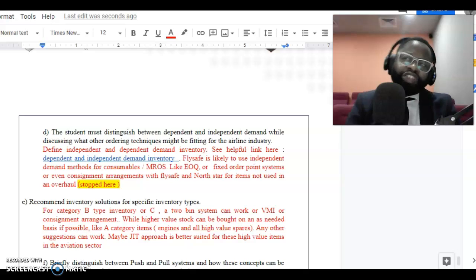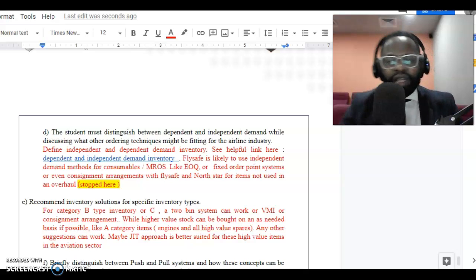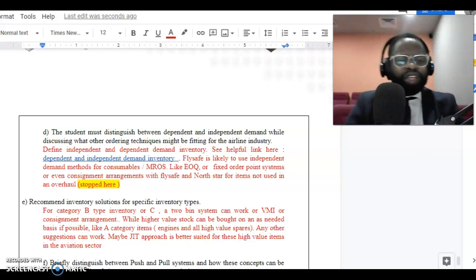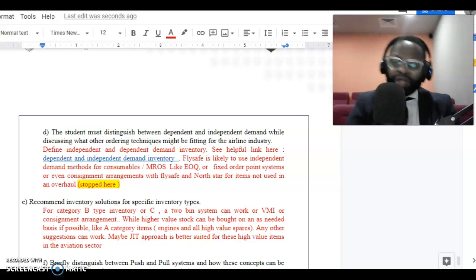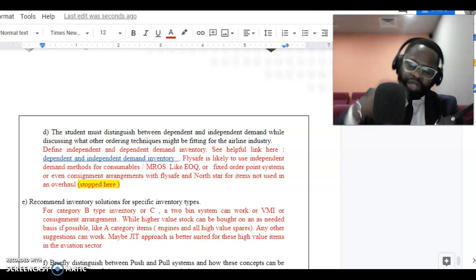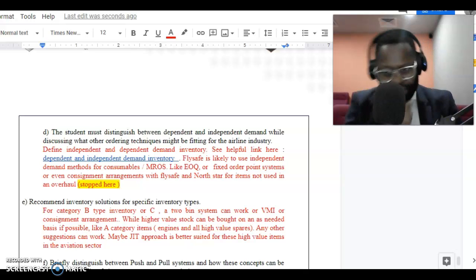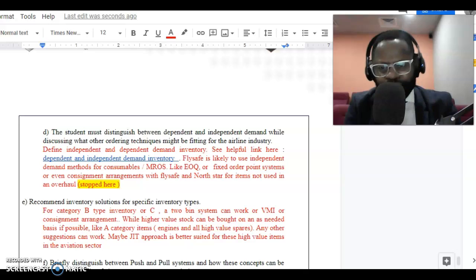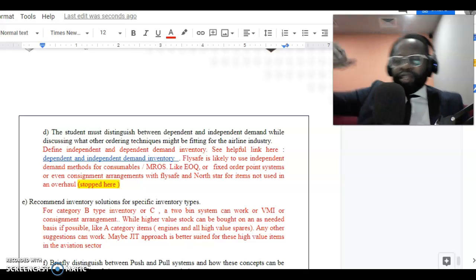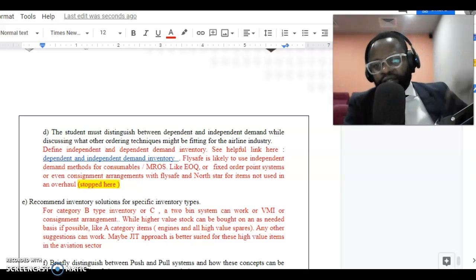Those category C and B items, as I said, you can use the same fixed order point system. You can use a two-bin system. We can have a consignment arrangement with the supplier. We can also have vendor managed inventory. Let the vendor manage it electronically.